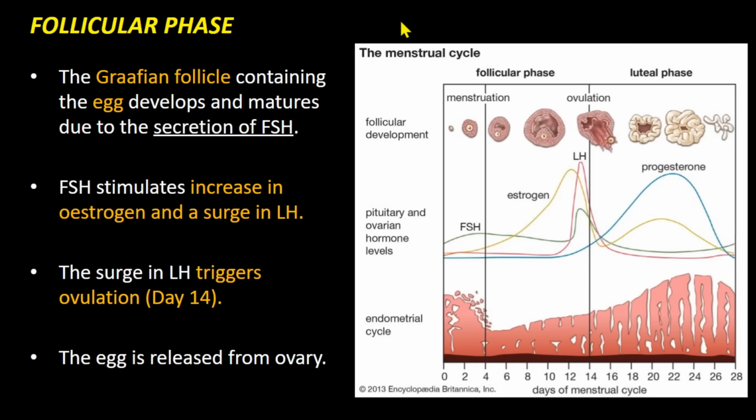There are three main phases of the menstrual cycle: the follicular phase, the luteal phase, and at the end of the luteal phase, there's menstruation. Let's start with the follicular phase as you see here.